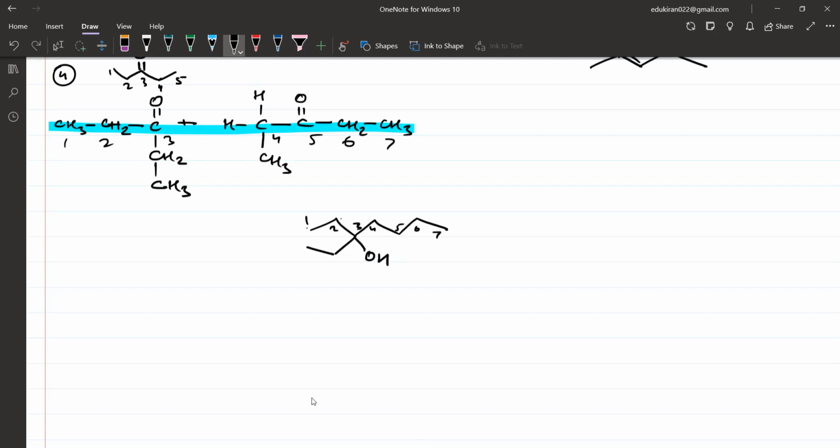Fourth carbon atom, nothing, only 2 hydrogens. Both carbon atoms have 1 CH3. Can you see that? Yes or no? Please tell me. 5th carbon atom has a double bond O. 6th carbon atom is CH2 and 7th carbon atom is CH3. So that is it for me, the hydroxy product. One, two, three, four, 5, 6, 7. कुछ मिस नहीं हुआ?